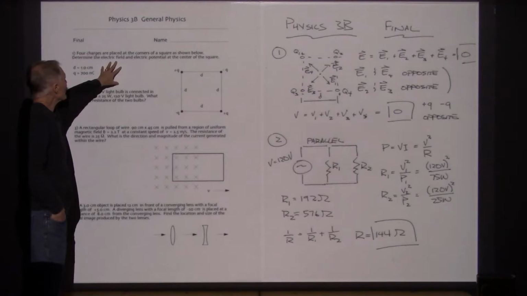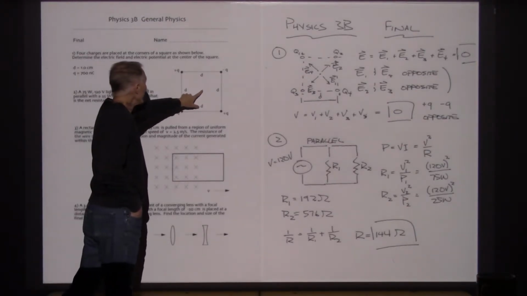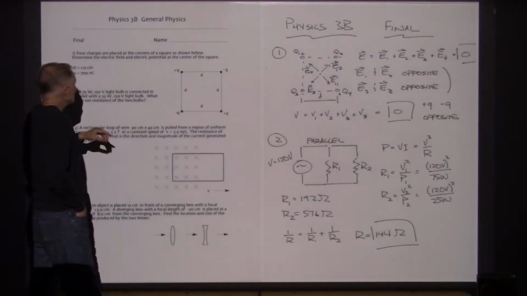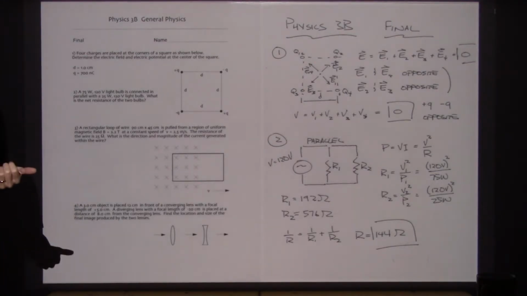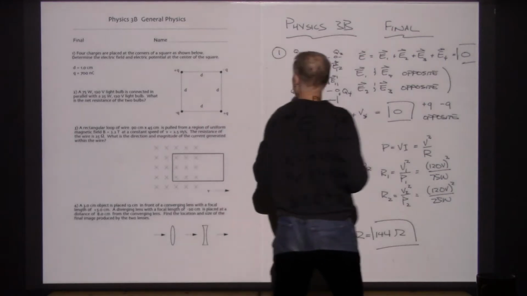Here they're asking for the electric field and electric potential at the location of the center of the square. Now, we've seen problems like this where there could be a fair amount of cancellation. Maybe things cancel, maybe they don't. That's certainly one of the possibilities. So let's take a look and see what happens on this problem.